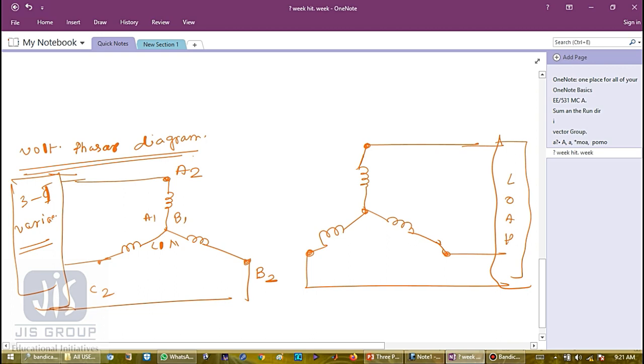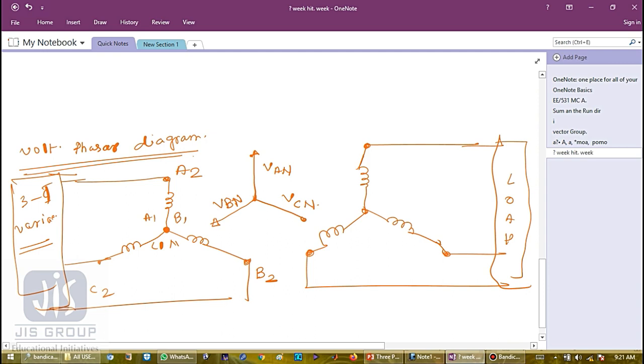Now, what is the phasor diagram? So this is my V, this is my VAN. We are considering the line to neutral voltage, so this is my VAN, this is my VBN, capital V, sorry, and this is my VCN. So there is no phase difference.